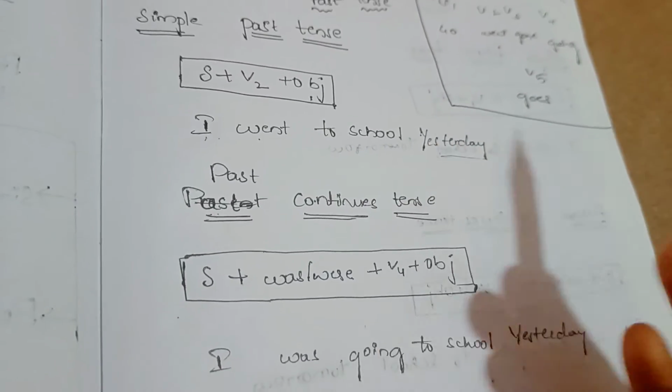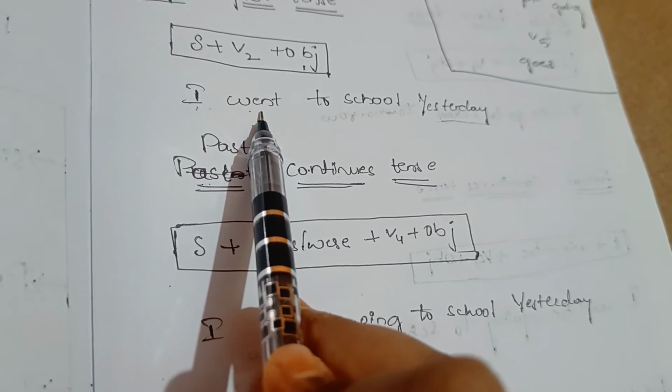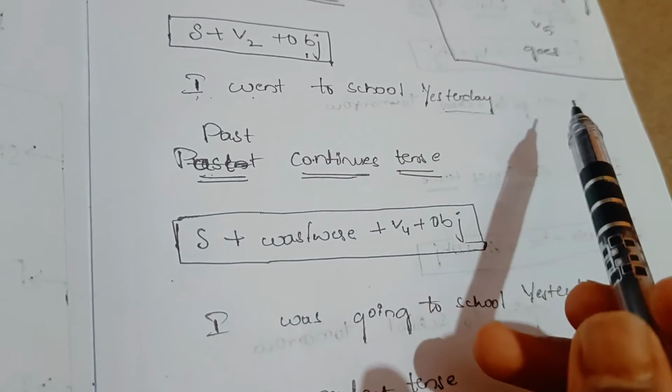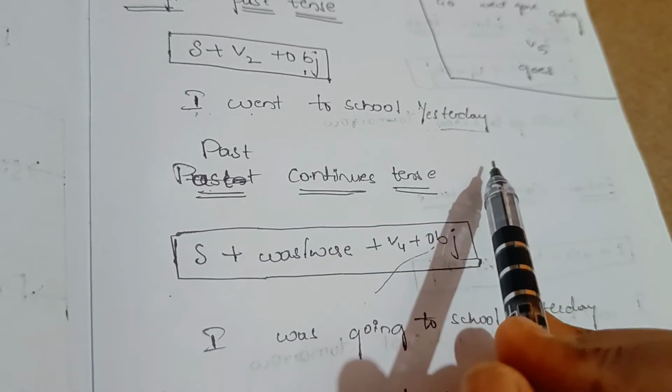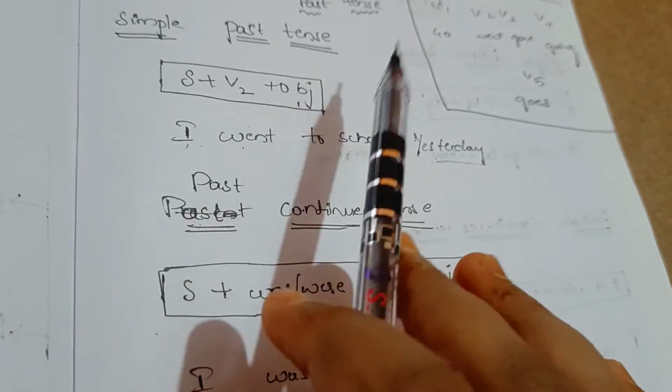Let's remember the sentence with write. I wrote. V2 form of write will be wrote, right? I wrote the letter yesterday. So this will be the V2 form, right? This will be simple past tense formula: subject plus V2 plus object.